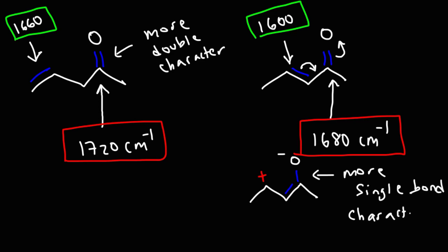And now let's think about this. We said that double bonds have a higher wave number than single bonds. So because this ketone has more double bond character, it makes sense why it would have a higher wave number than the ketone with less double bond character. So as we've considered before, as the bond strength goes up, the wave number goes up. Double bonds have a higher wave number than single bonds.